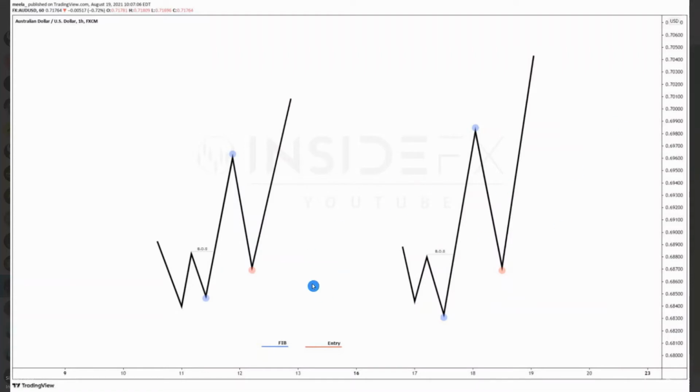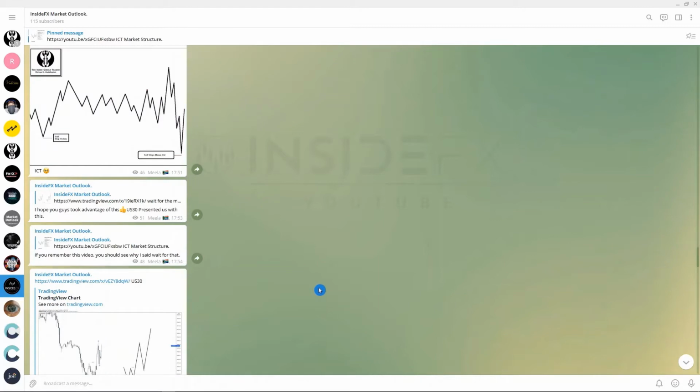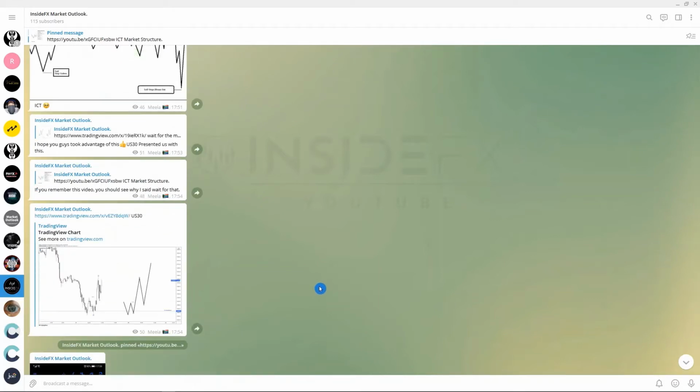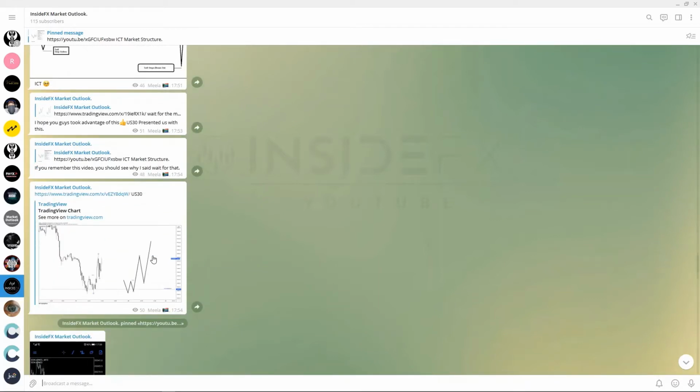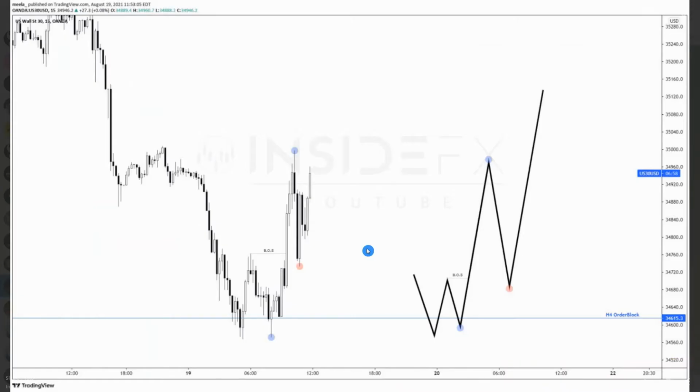So once price reaches your higher time frame area of interest, you can then start stalking lower time frames for these types of confirmations. So this was the chart on US30, which I marked out for the members. The same thing happened. Here was the break of structure. Price broke a high, price then retraced. That's the 62%, and that was my entry.